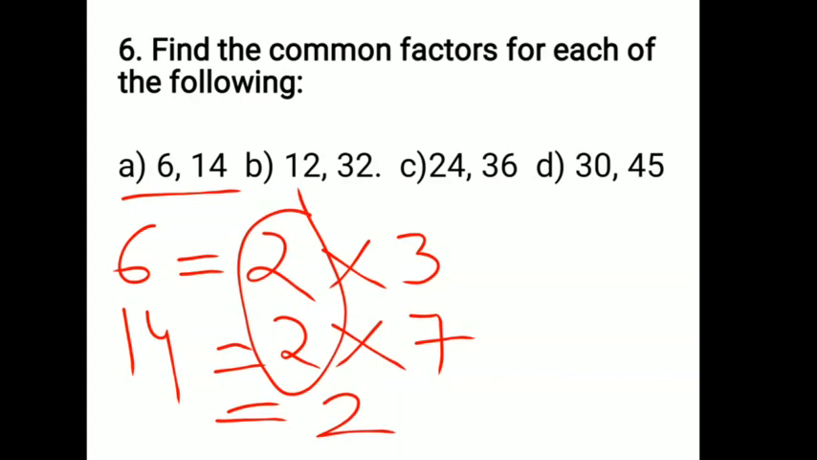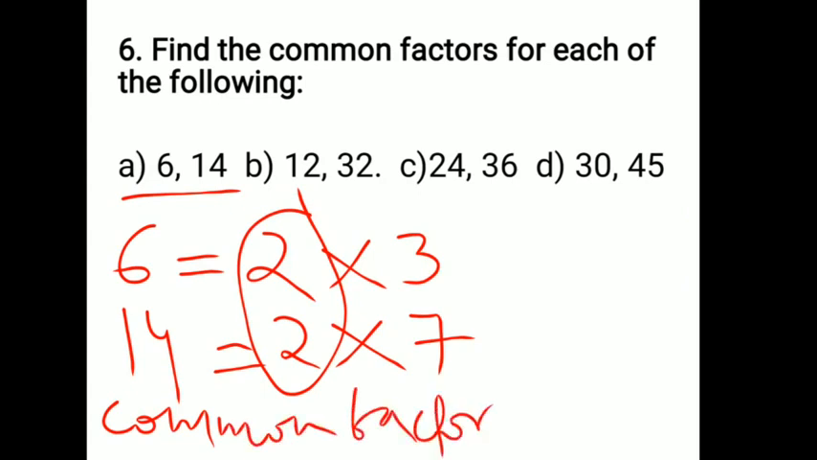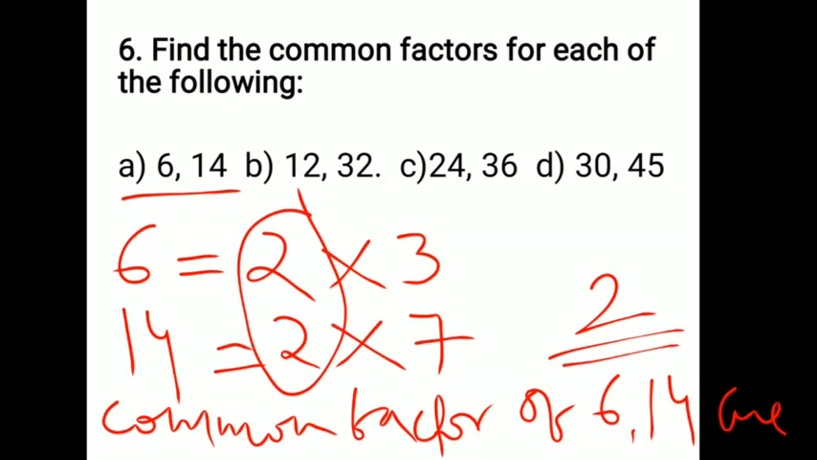2. Okay, so you will write: common factor of 6 and 14 is 2. Alright, I hope you have understood this. So the common factor of 6 and 14 is 2.